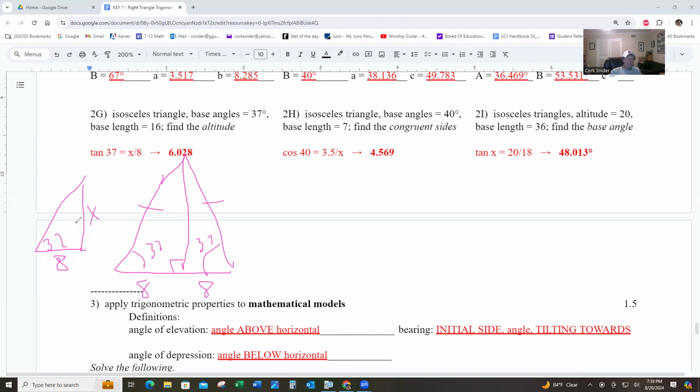So that's going to be the tangent of 37. Tangent of 37 equals X over 8. Now, I will not punch in the calculator. I'm assuming at this point you can do it. Okay, so that's pretty simple. Okay, so let me erase that.